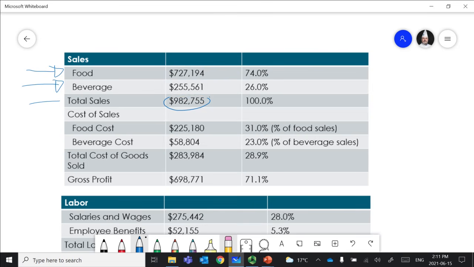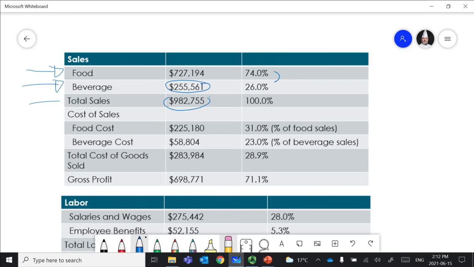My 26% comes from $255,561 divided by 982,755. These two added together will equal 100%, because if we're looking at where our sales are coming from, our total sales, we've got about this much coming from beverage and this much coming from food, right? For a total of $982,755. Okay, that's sales.